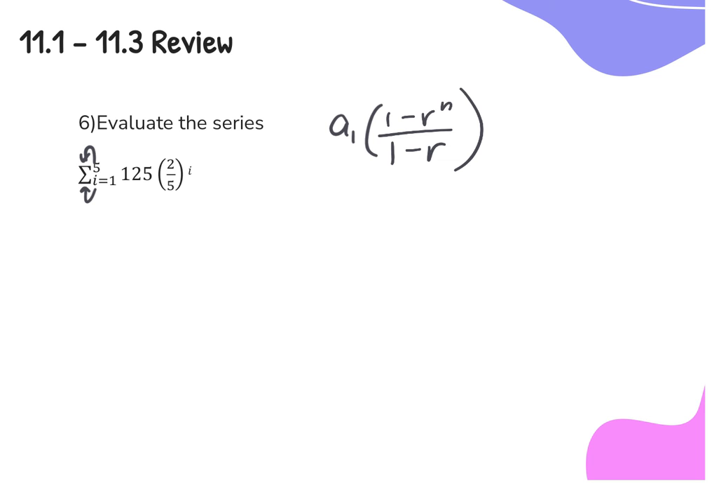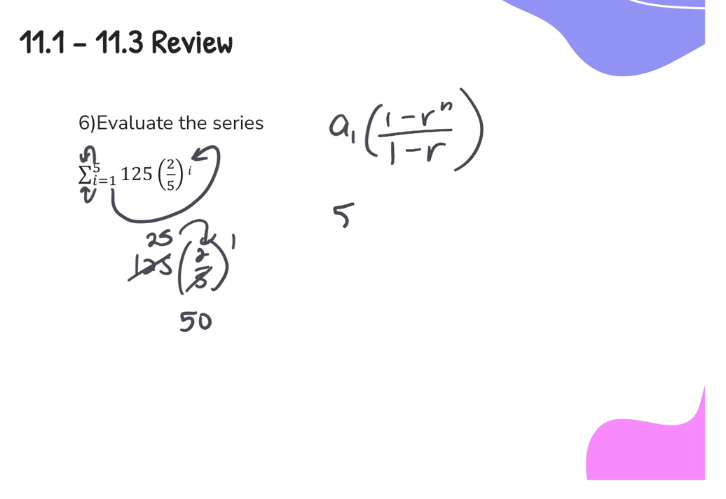Good. A1, if I take and plug in 1, would be 125 times 2/5 to the first. 5 goes into 125, 25 times, and 25 times 2 is 50. So a1 is 50. 1 minus my r is 2/5. The r is what's being raised to the power. What's the number of terms here? 5 over 1 minus 2/5.